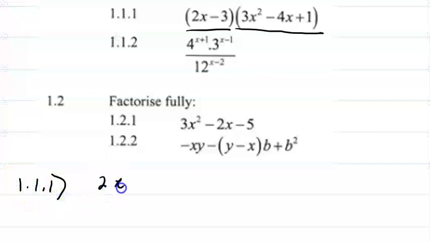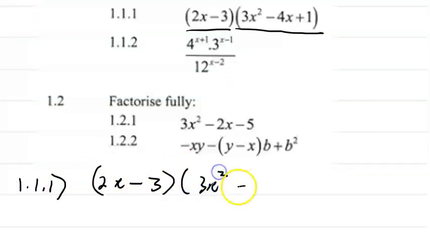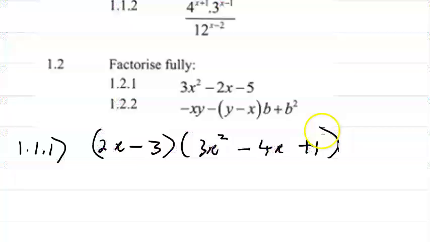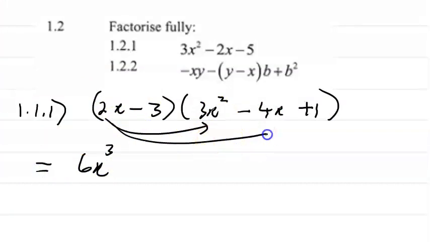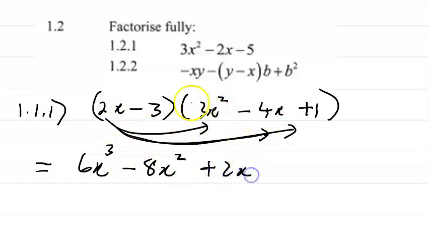We have here (2x minus 3) into (3x squared minus 4x plus 1). And now we're going to multiply. So we're going to distribute this 2x into the bracket. So we have 2x times 3x squared, and we're going to get 6x cubed. We're going to multiply 2x times minus 4x, and that's going to give us minus 8x squared. And then 2x times plus 1 is plus 2x.